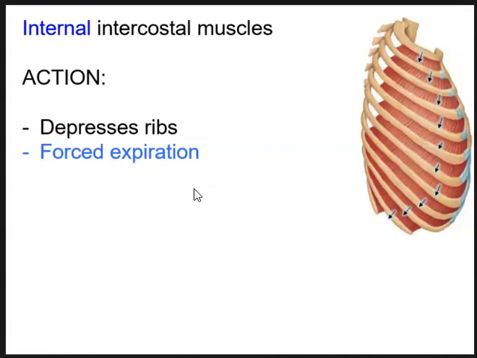Depression of the ribs allows for a decrease in the volume within the thoracic cavity, pushing air out of the lungs. So here we see the downward action of these arrows. These internal intercostal muscles, again, will depress ribs.